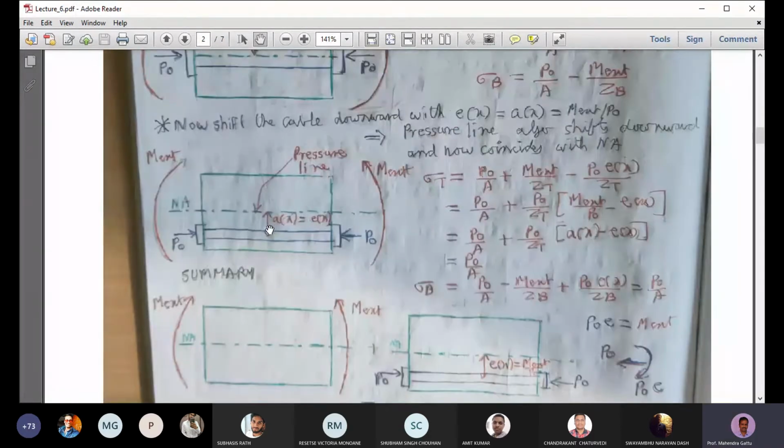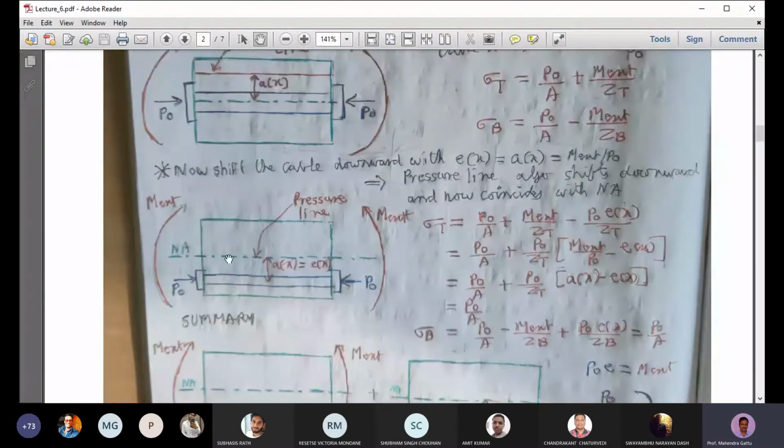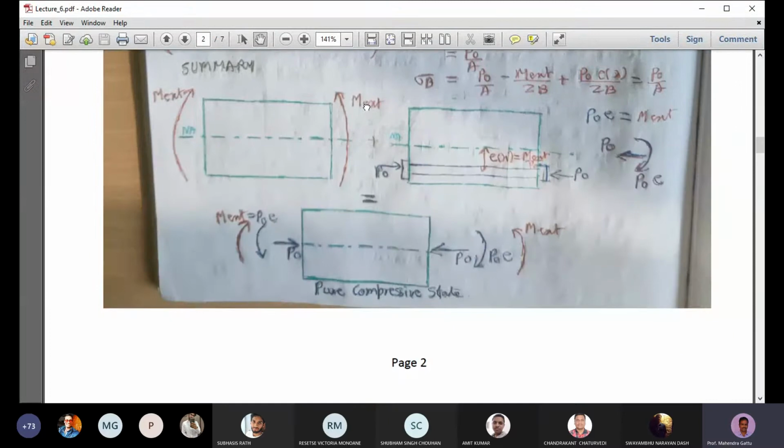So the main thing we are doing is making sure that the pressure line coincides with the neutral axis here, and in such a case we get a state of pure compression. So what is a pressure line? Pressure line is the resultant of all the forces acting at a given section, and if that compressive force is acting at the neutral axis, obviously it will not produce any moment and it will have pure compression at that section.